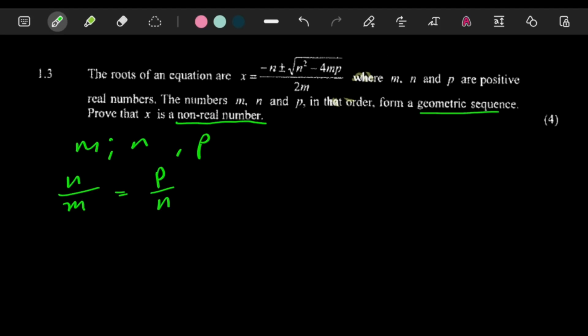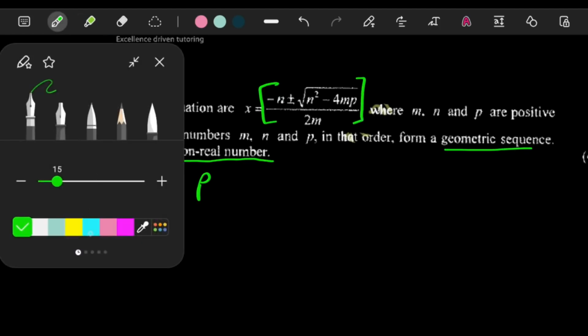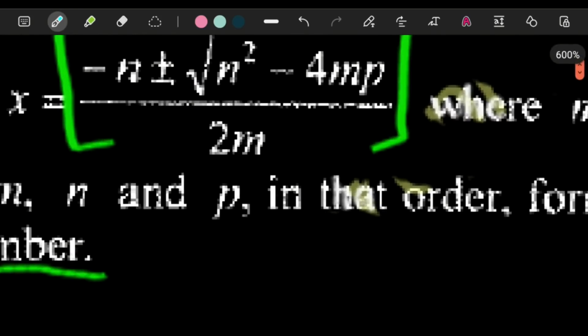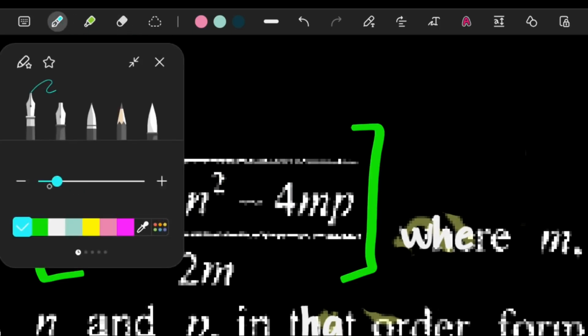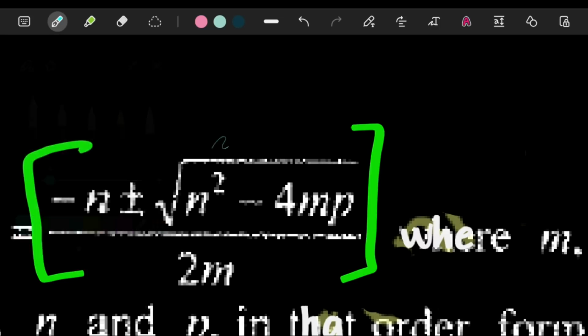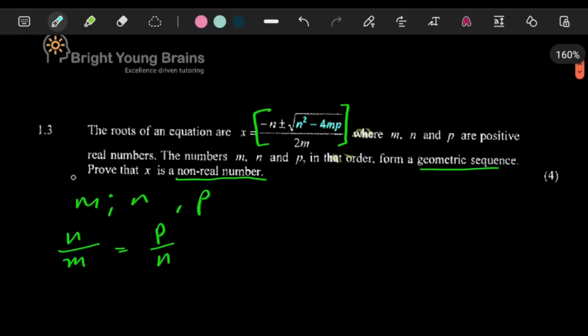They say you should prove that x is a non-real number. If x is a non-real number, then you must prove that this expression has no solution. Because of how nature of roots works, when you have a square root symbol, just prove that what is under the square root is a negative value. If what's under the square root symbol is negative, then you would have shown that there's no outcome here. It will not give you any values of x, because if the bottom is a negative, you have no valid solution. So let us do that.